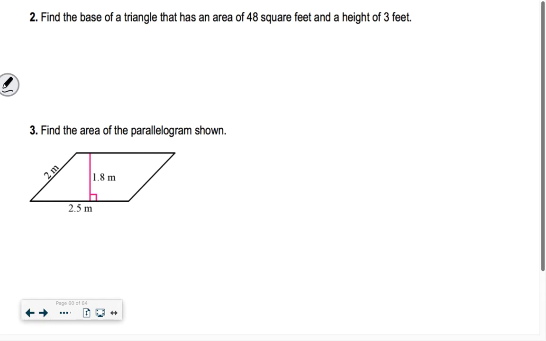All right, so it says find the base of a triangle that has an area of 48 square feet and a height of 3. Well, we can use 1/2 base times height, and we can say our area is 48 when our height is 3, and we solve it out.